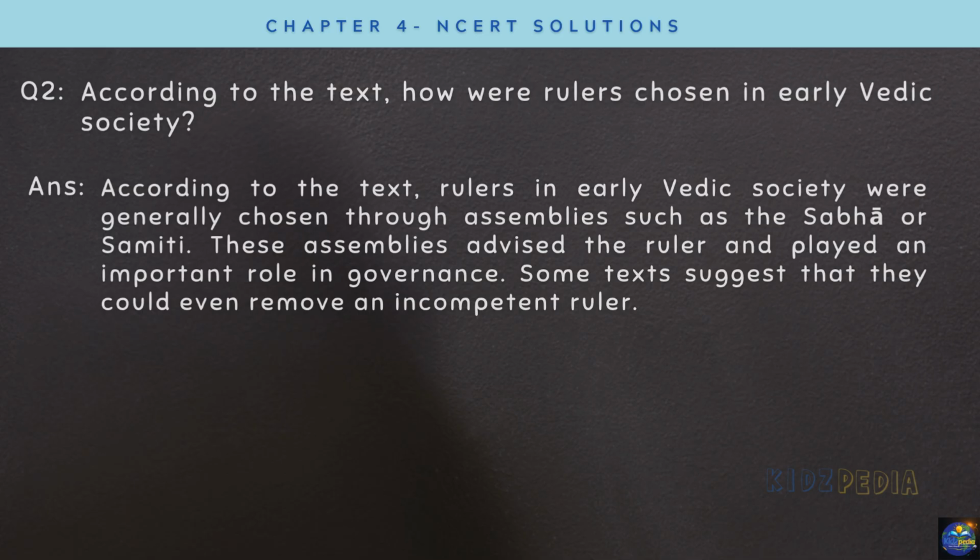So, you can write the answer as, according to the text, rulers in early Vedic society were generally chosen through assemblies such as the Sabha or Samiti. These assemblies advised the ruler and played an important role in governance. Some texts suggest that they could even remove an incompetent ruler.